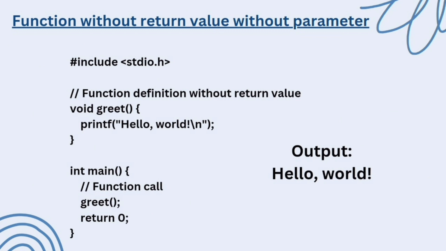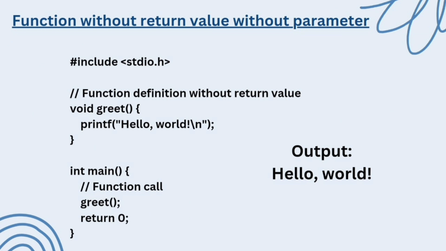Now we will see the second function, that is function without return value and without parameter. In this function, it does not return any value and does not require any kind of input arguments or parameters. Now we will declare the header file, then the function name should be given, that is function declaration. We have to declare the function without any return value. So we are declaring void greet. And since no input values are required, we are directly passing the printf statement to print hello world.